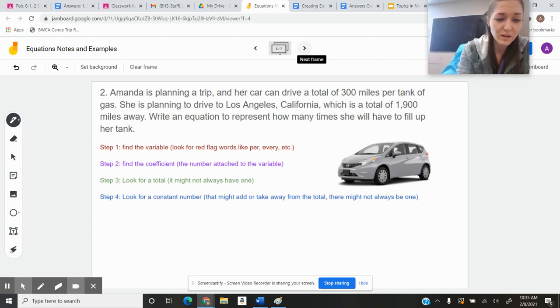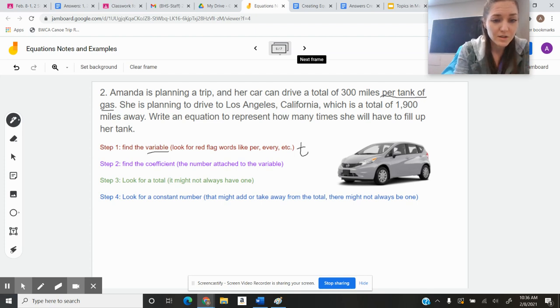So step 1, look for the variable. We're looking for per or every. Amanda's planning a trip and her car can drive a total of 300 miles per tank of gas. So if I only had 1 tank of gas, I'm only going 300 miles. If I had 5 tanks of gas, I would take 5 times 300 to figure out how many miles I can go. So my variable is tanks of gas. I'm going to say my variable is T, standing for tanks of gas.